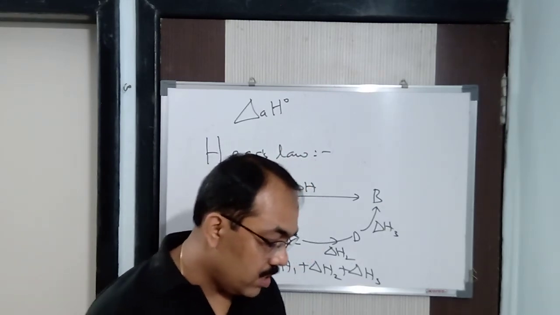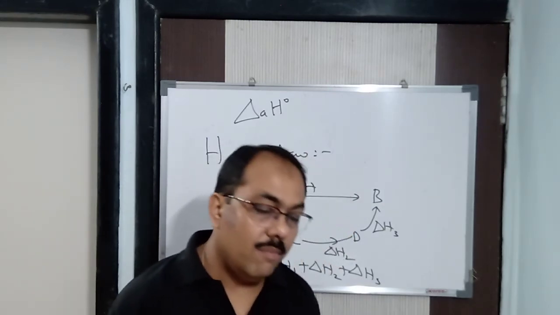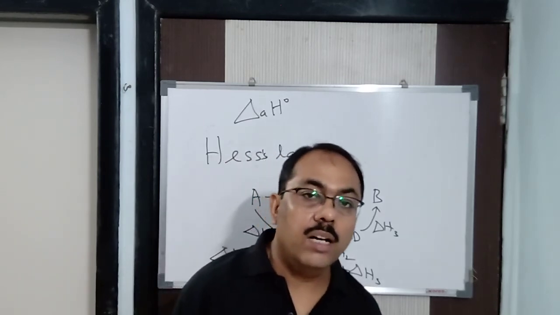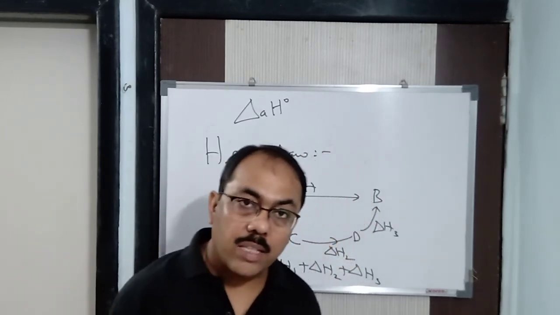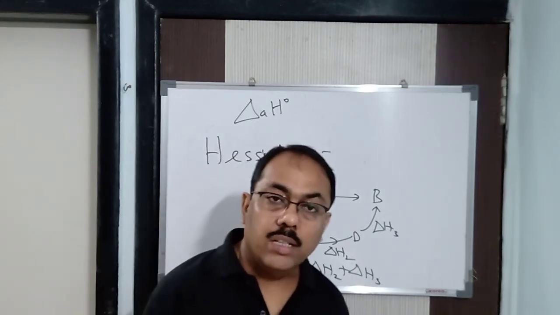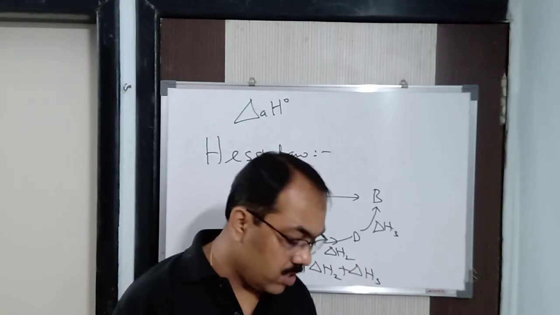So bond energy is calculated in this way: bond energy of the reactant minus bond energy of the product. The rest we will see when we do the numericals. At that time we will see how to calculate this bond energy, and how to calculate the enthalpy of solution, neutralization and all those things.